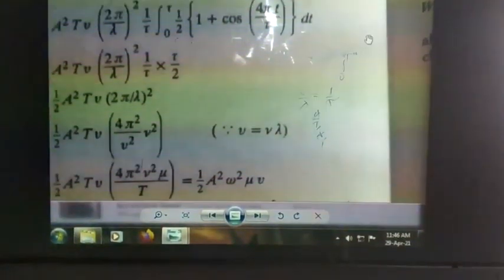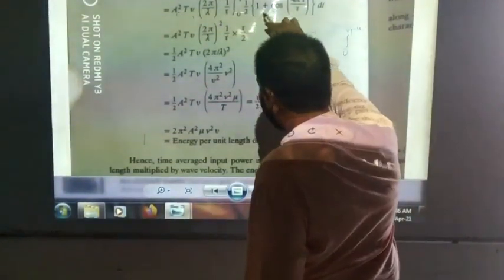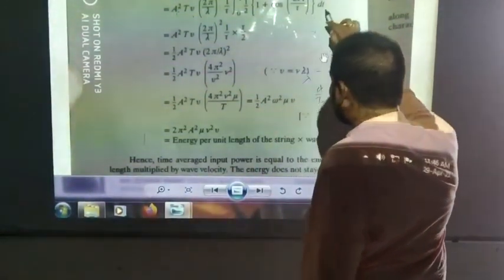we will get this value here. After integrating, we got this value here. Okay, so that is how much? A square nu v, 2 pi by lambda whole square, 1 by tau, integral 0 to tau of 1 by 2 into 1 plus cos 4 pi t by tau, dt.